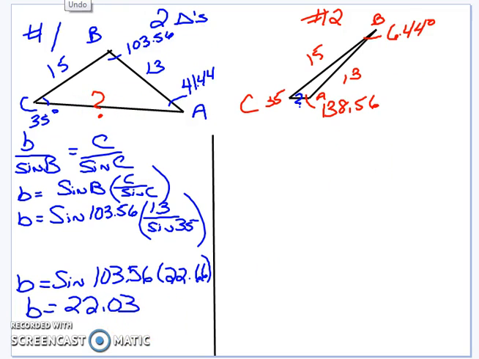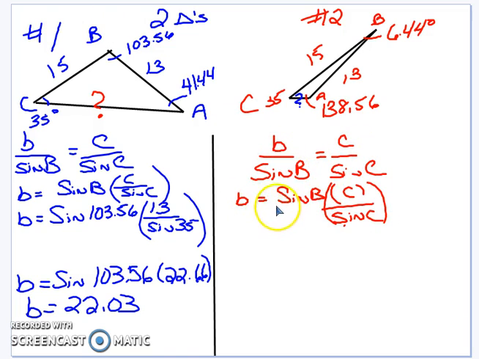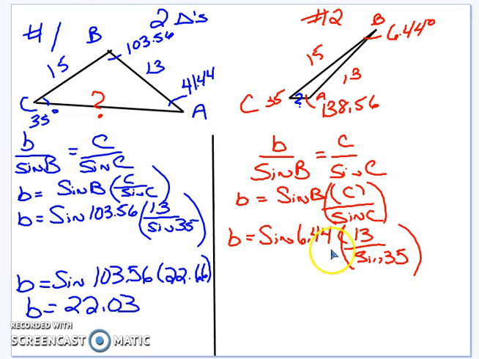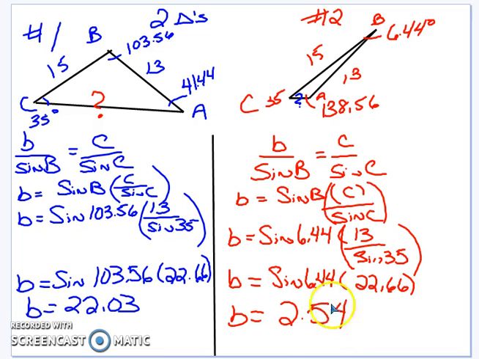I now go to my second triangle. I do the same thing. b over sine B is equal to c over sine C. I manipulate my equation, so b is equal to sine b times c over sine C. All I did was multiply both sides of the equation by sine b. So b is equal to sine of 6.44 times 13 over sine of 35. So sine of 6.44 times 22.66 again. And we end up with side b being 2.54 units. So very big difference between my two sides. One is 22, one is 2.54. I have two triangles. That's the ambiguous case of the sine law in a nutshell. And as I've been told to say, live long and math on.